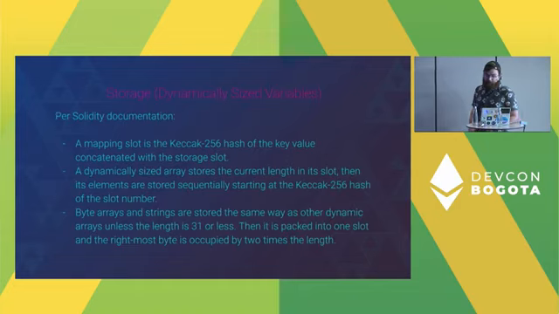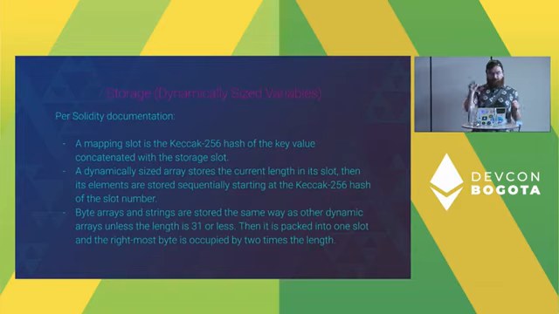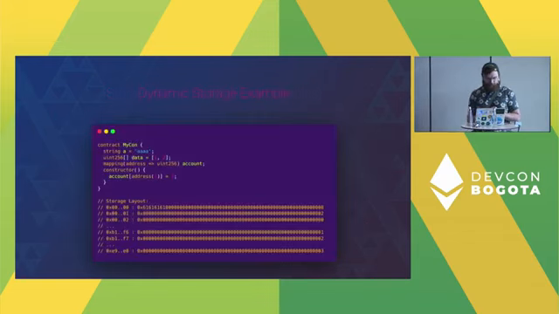Now, dynamically sized arrays store the current length in whatever slot they occupy, and then its elements are stored sequentially starting at the SHA-3 hash of that slot number. Byte arrays and strings are stored the same way as other dynamic arrays unless the length is 31 or less. If this is the case, then all of that is going to be packed into a single slot, left aligned, and then the length is going to be placed at the rightmost byte. And it's going to be 2x the length.